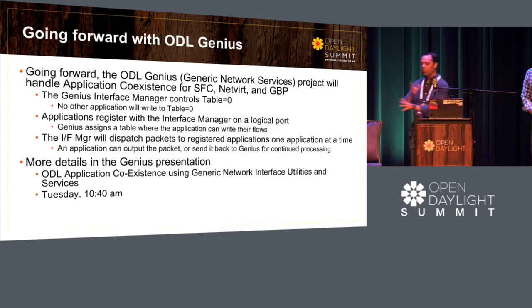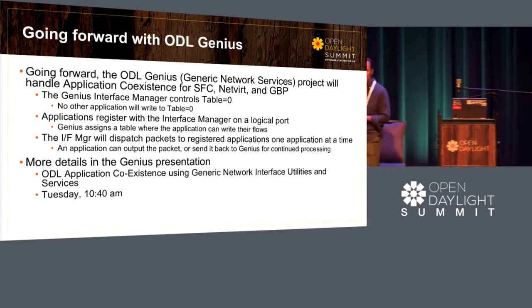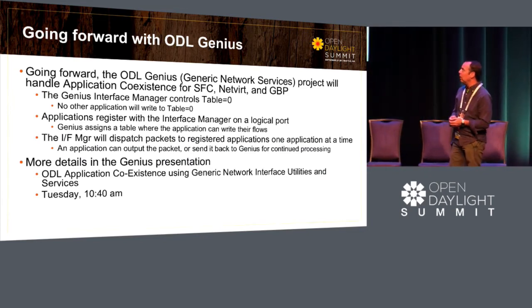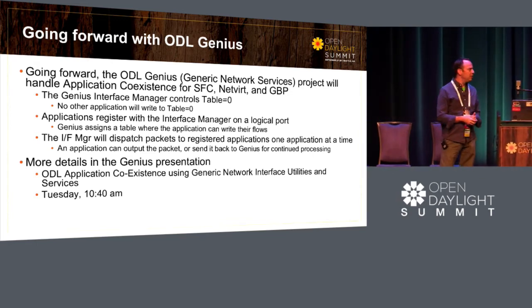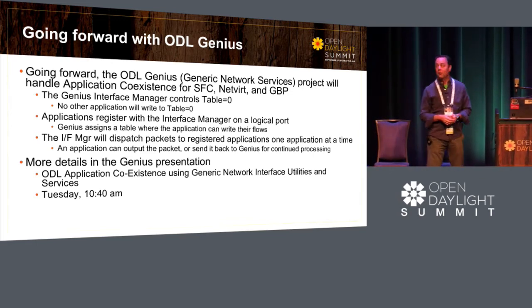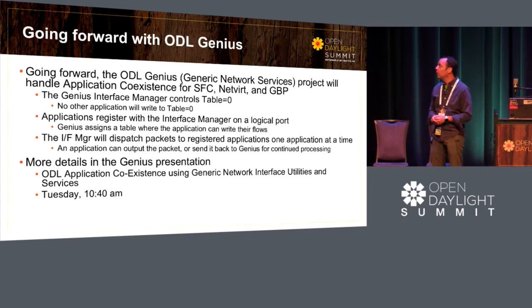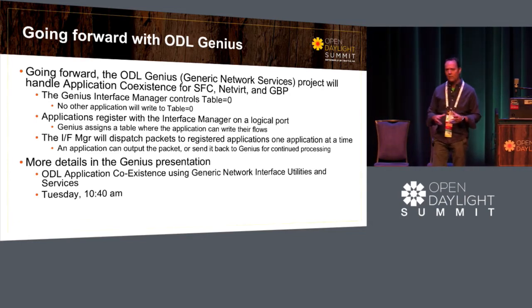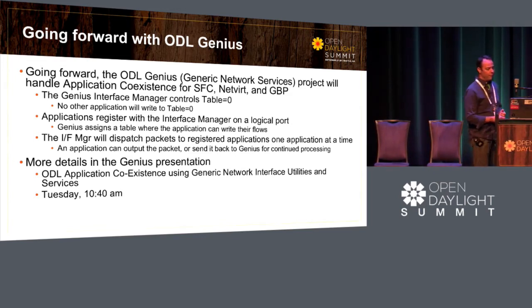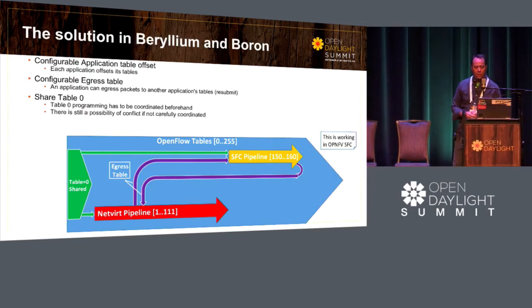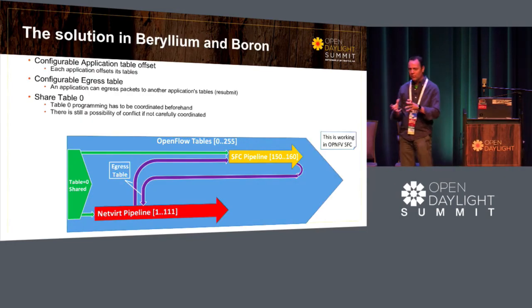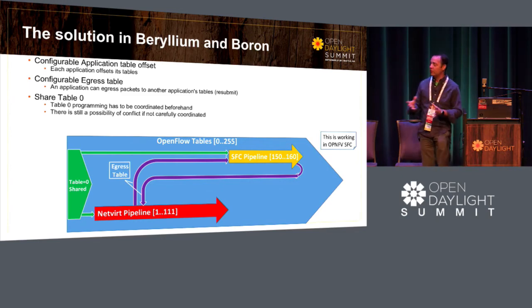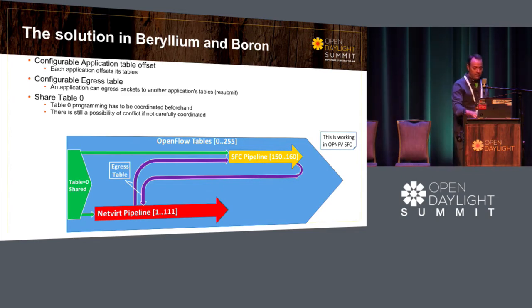It's a little bit unfortunate. I wish we could have switched the order of our presentation with the folks from Genius. There's another OpenDaylight project called Genius. It's GNS, Generic Network Services, and they came up with a cool name, Genius. Starting in Boron and continuing in Carbon, the Genius folks have another way to do application coexistence, which I think is a lot more flexible. It solves the problem we have in table 0, where it's static and you have the possibility of conflict.